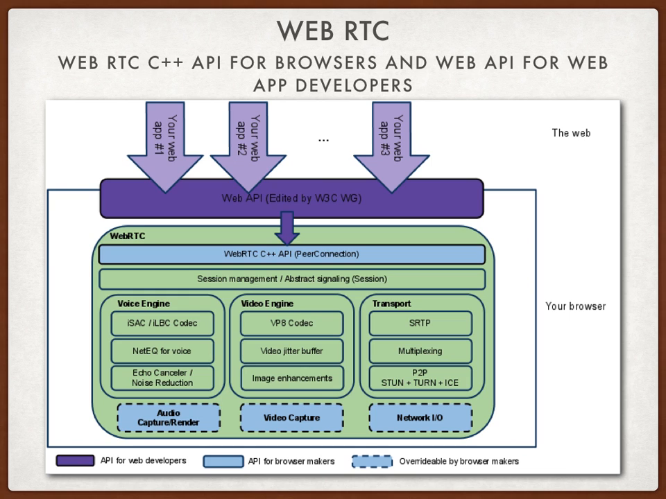iSAC is a wideband and super wideband audio codec for voice over IP and audio streaming. It uses 16 kHz or 32 kHz sampling frequency with an adaptive and variable bit rate of 12 to 52 kilobits per second.